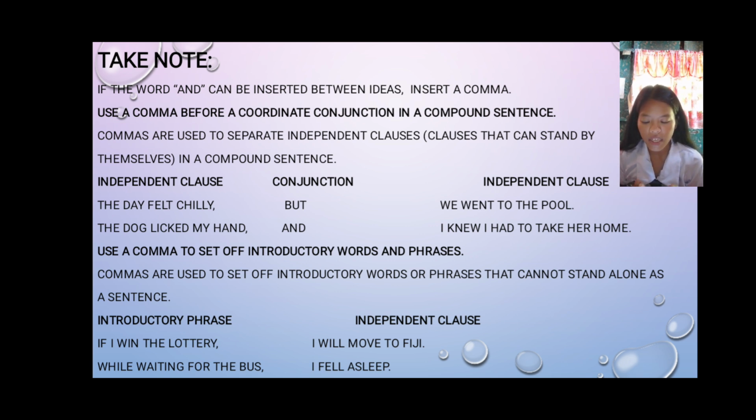Use a comma to set off introductory words and phrases. Commas are used to set off introductory words or phrases that can't stand alone as a sentence. Introductory phrase: if I win the lottery, comma, independent clause: I will move to Fiji. While waiting for the bus, I fell asleep.